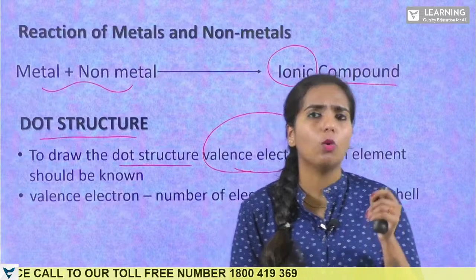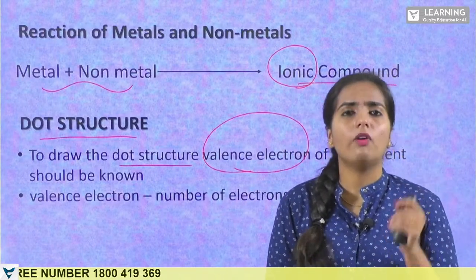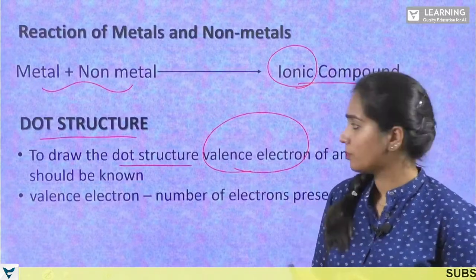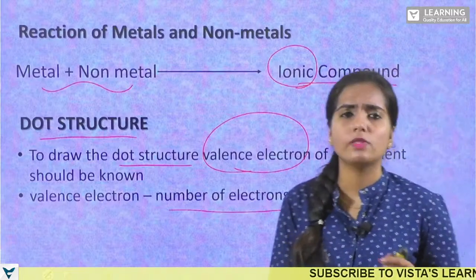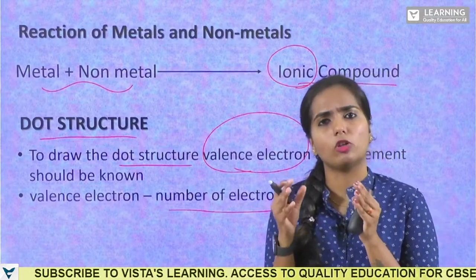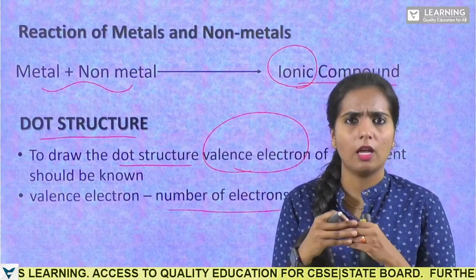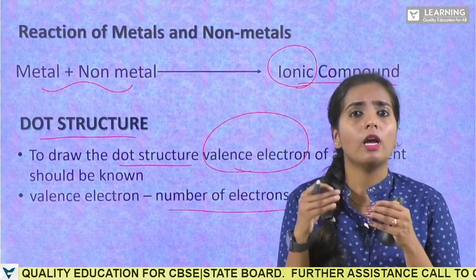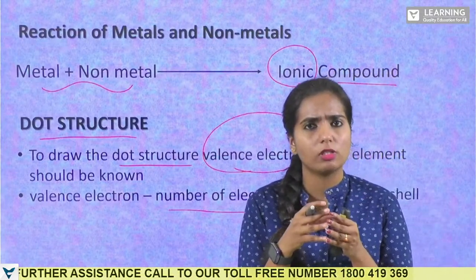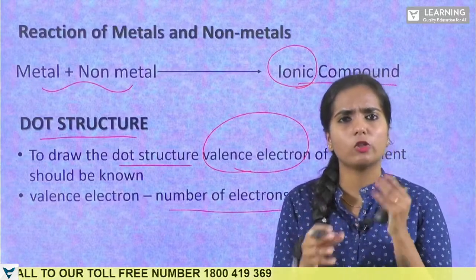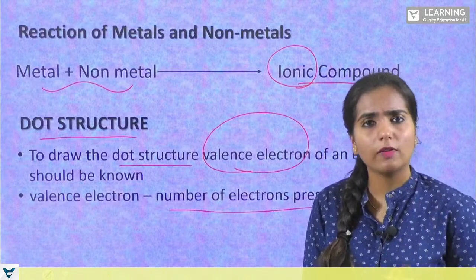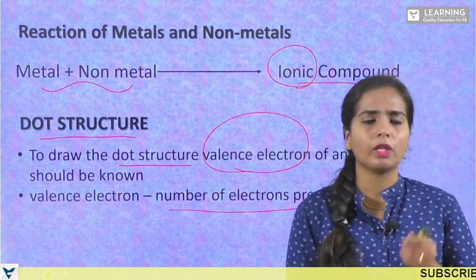So the valence electron is very important to know when you're drawing the dot structure. What is this valence electron? It's nothing but the number of electrons present in the last shell. When you take an element, there are a few electrons present in the last shell. I have explained about this valence electron in my periodic classification of elements, how these valence electrons are present, right? So what is valence electron? Number of electrons present in the last shell.